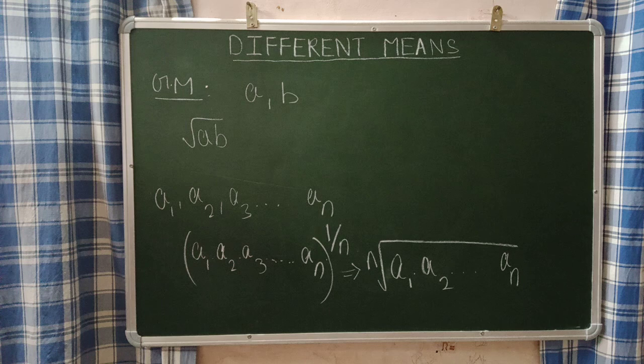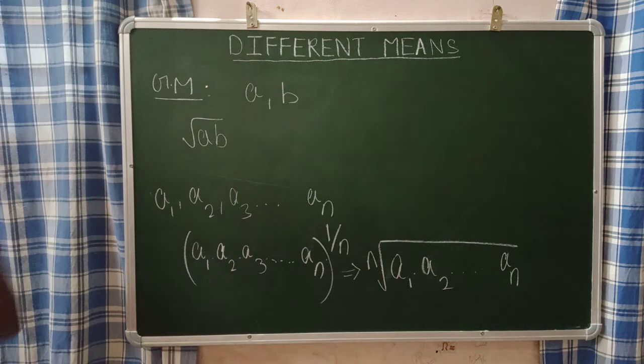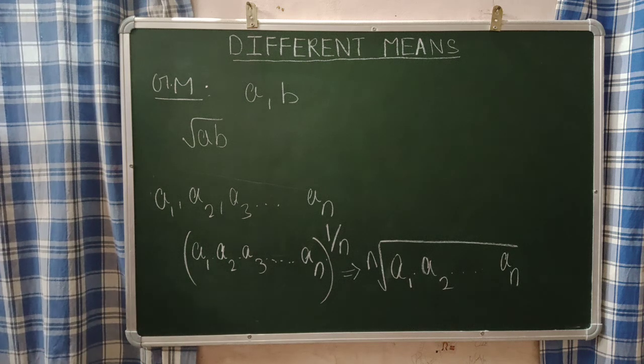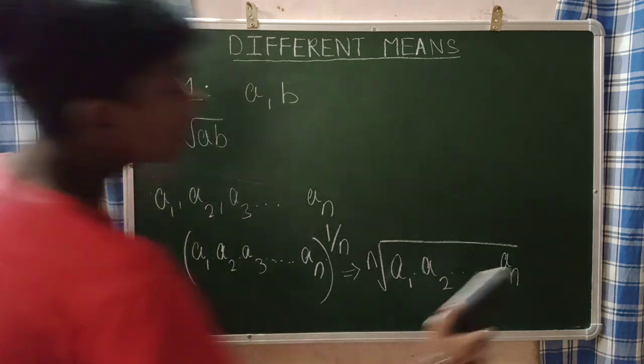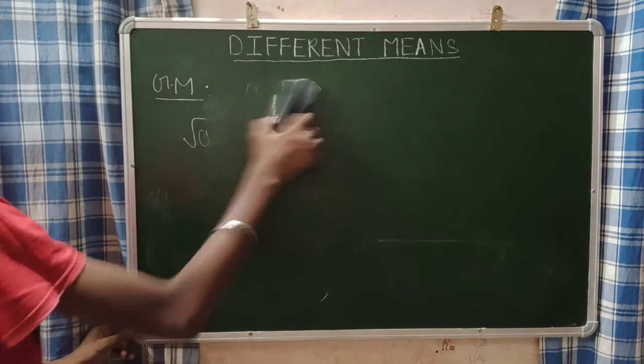I will repeat once again. Geometric mean of two positive numbers A and B will be root of AB. Geometric mean of n positive numbers will be A1 into A2 all the way to AN whole power 1 by n. Now let us move on to HM, harmonic mean.